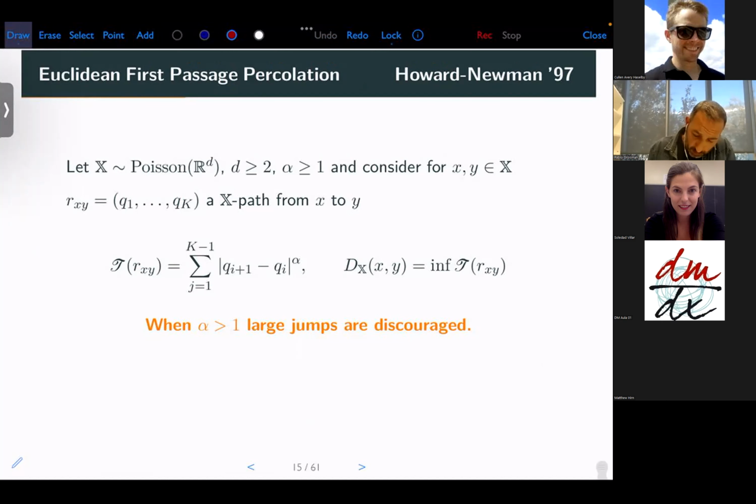The model is as follows. You start with a random set of points. You can think of a Poisson process or any finite set of points. They consider a Poisson process, but as you will see, you can define these things for any finite set of points.